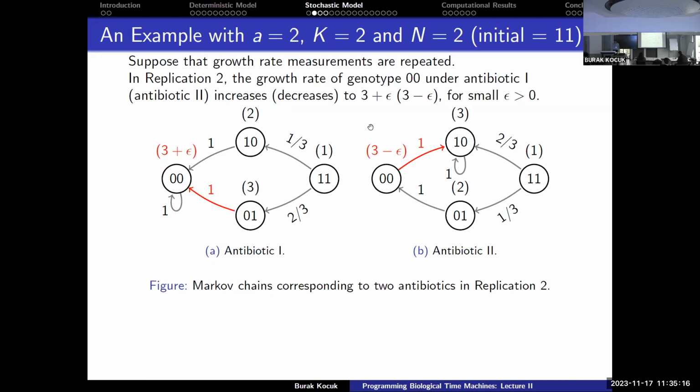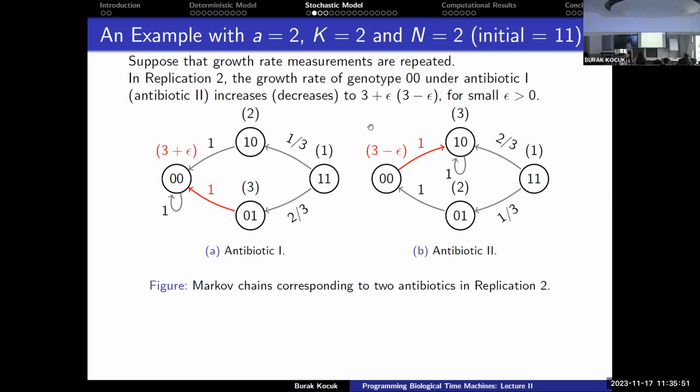Now suppose that you went back to your lab, you did the experiment, and because this is a fictitious example, all the growth rates turn out to be the same, except for the growth rates at 0, 0. So it was previously 3, now it's 3 plus epsilon, a little bit bigger than 3 for antibiotic 1, and for antibiotic 2, it's a little bit smaller than 3. This can happen.